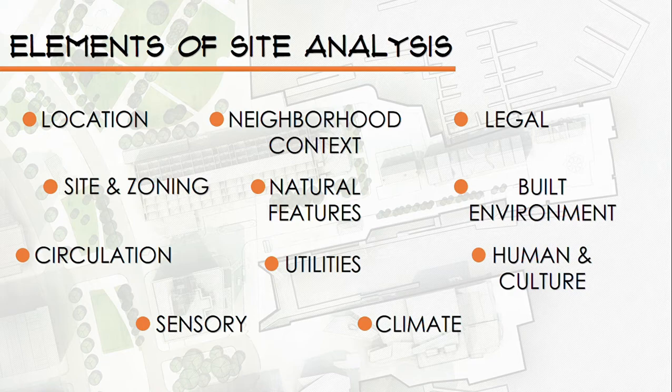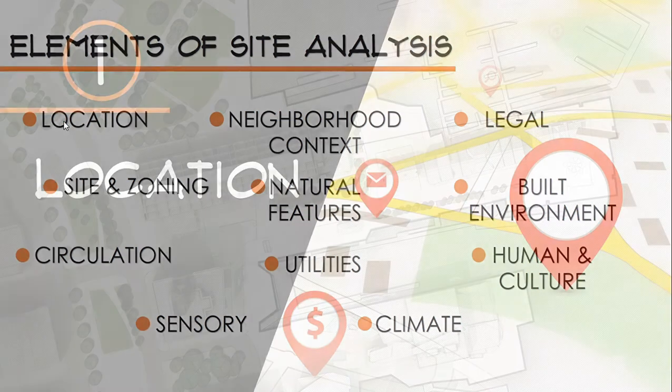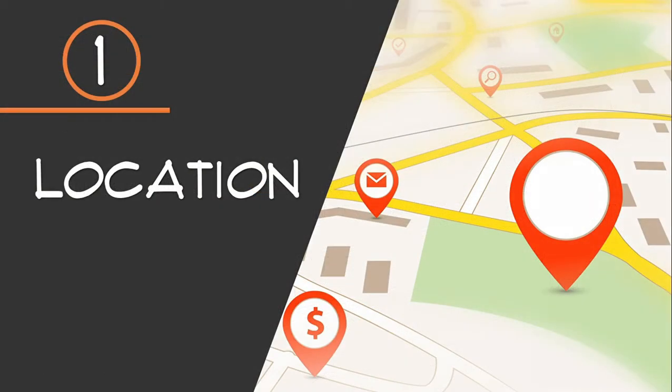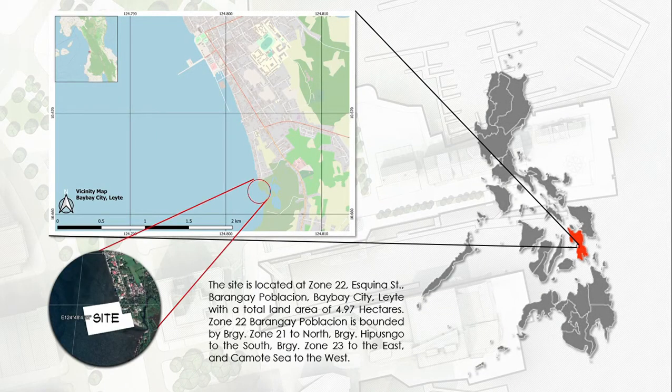Let's talk about first the location. The location of the site is in Baybay City, Leyte. The site is located at Zone 22, Esquina Street, Barangay Poblacion, Baybay City, Leyte, with a total land area of 4.97 hectares. Zone 22 Barangay Poblacion is bounded by Barangay Zone 21 to the north, Barangay Hiposmo to the south, Barangay Zone 23 to the east, and Camotes Sea to the west.